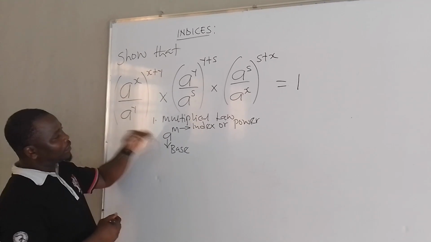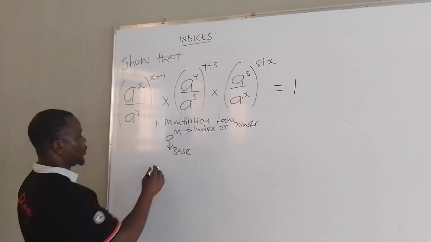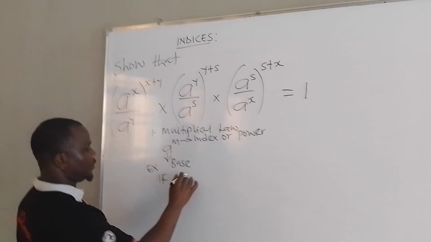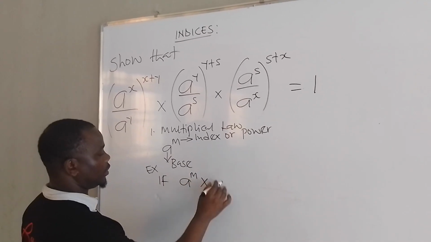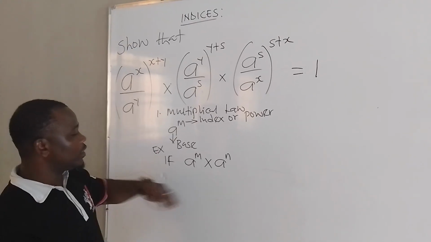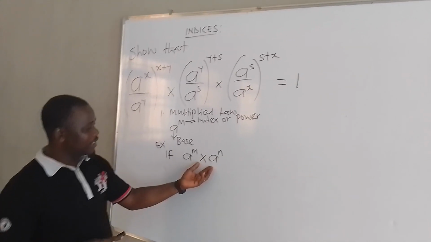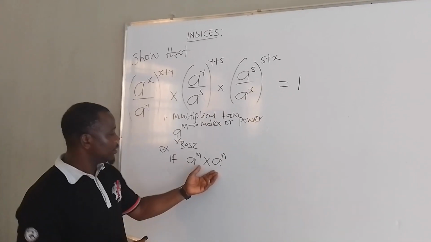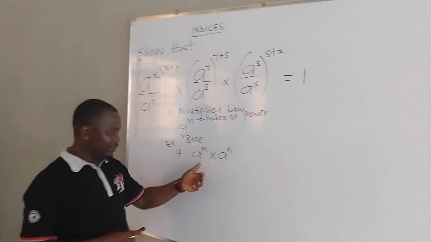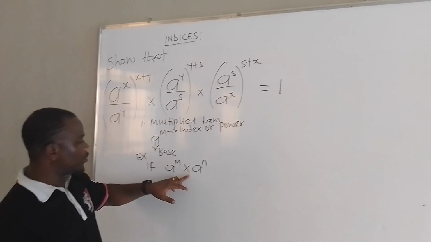So let us try to practicalize the multiplication law in indices. Example: if we have a raised to the power of m times a raised to the power of n, note that you don't need a prophet to tell you, because this question is from indices. So this implies that, look at the bases here. We have a here, we have a here, isn't it? What is the operation here? It is multiplication, true or false?